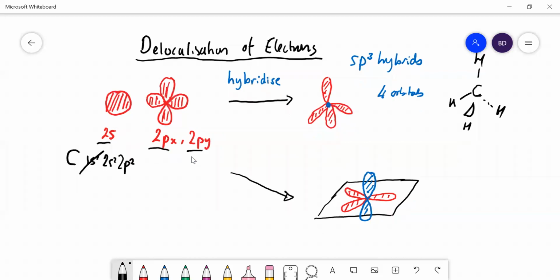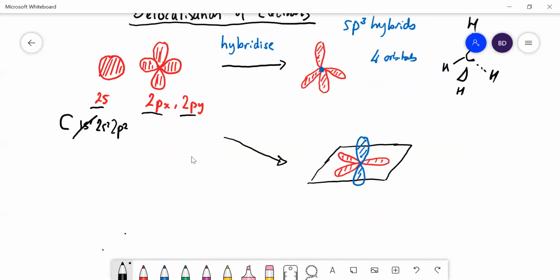Now what can happen is, if you look at this situation down here, we don't have sp3 hybrids. We have 3 sp2 hybrids, which are shown in red, and you have 1 p orbital, which is unhybridized, shown in blue. Now this happens whenever carbon forms a double bond.